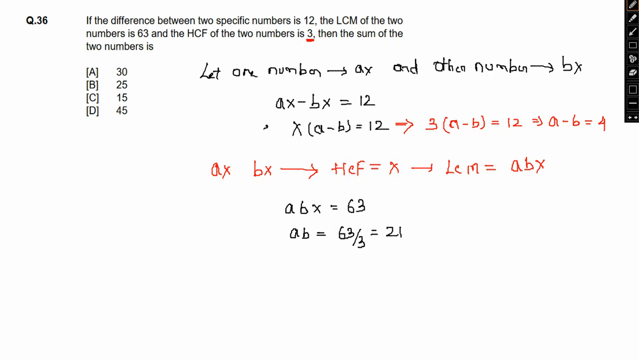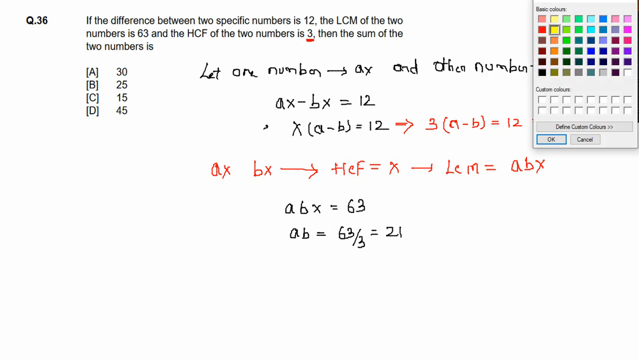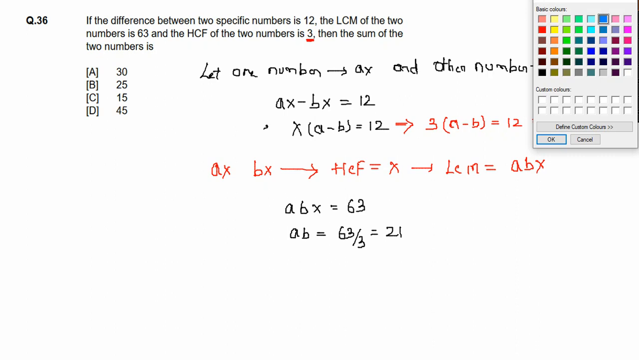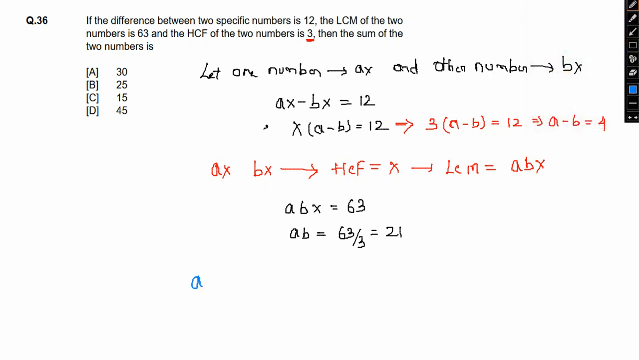Okay, so now we have two broad equations. What are they? a into b is equal to 21 and a minus b is equal to 4. Okay, now what are the factors of 21? We know it is 7 and 3. Okay, so a minus b will be 7 minus 3, which is equal to 4. So this condition is satisfied.